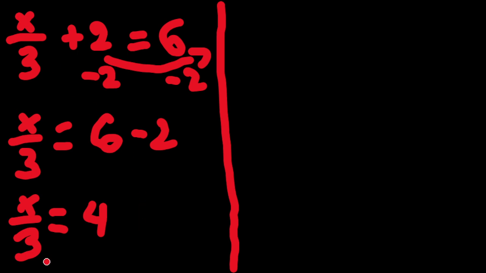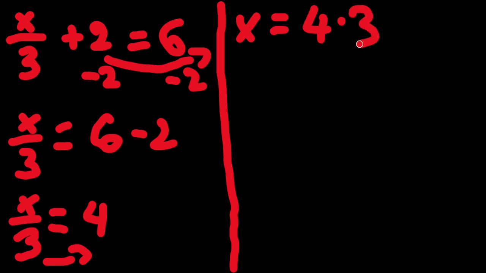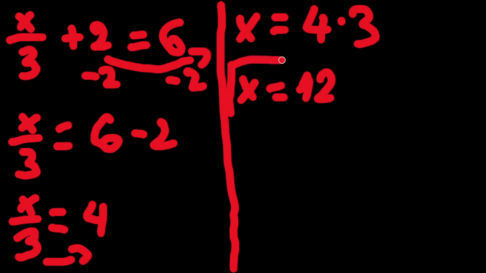Now let's bring number 3 to number 4. If we have divide, what is the opposite of divide? The opposite of divide is multiply. So we're going to have x equals 4 multiplied by 3. So x equals 12. And this is the answer. x equals 12. Okay?